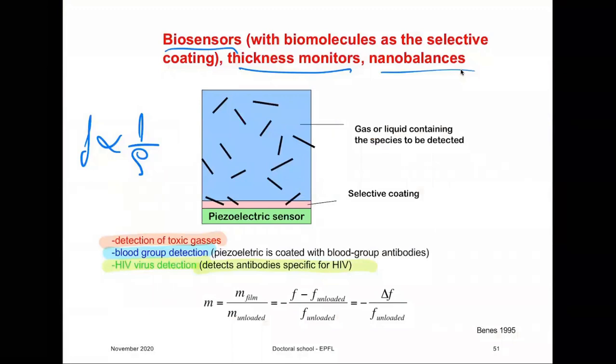You will find this is a continuously developing area, and I think people have now shown that you can go down to picograms detection.